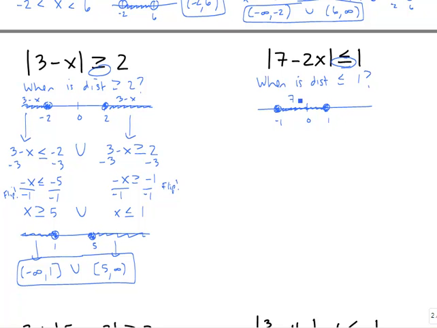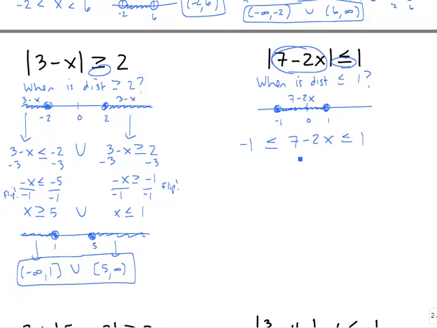So we want our 7 minus 2x, whatever this expression is inside here, to be squeezed in between negative 1 and 1. So we're going to set up a triple inequality. 7 minus 2x needs to be greater than or equal to negative 1, and at the same time less than or equal to positive 1.